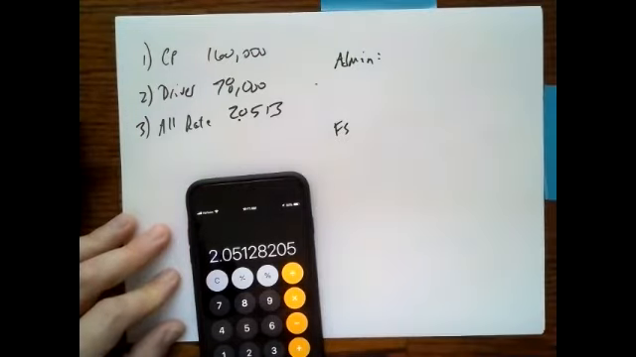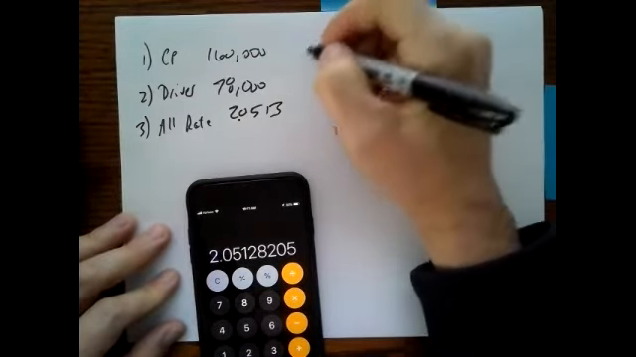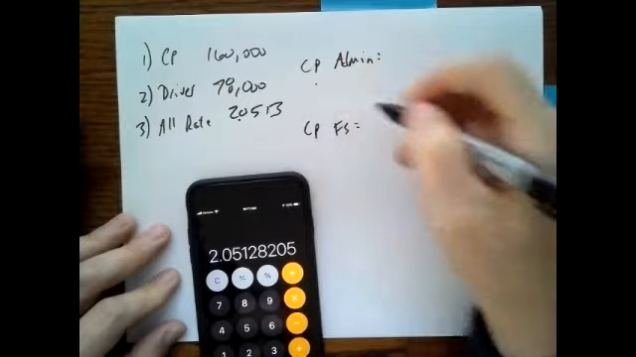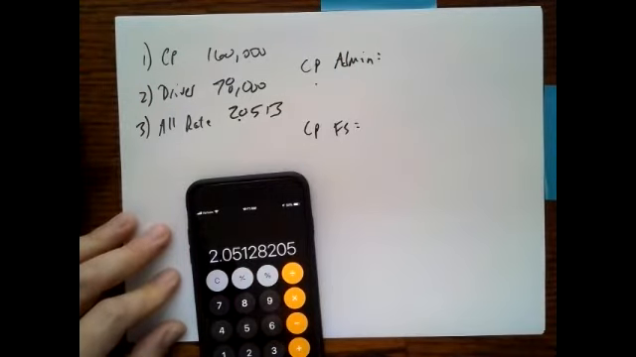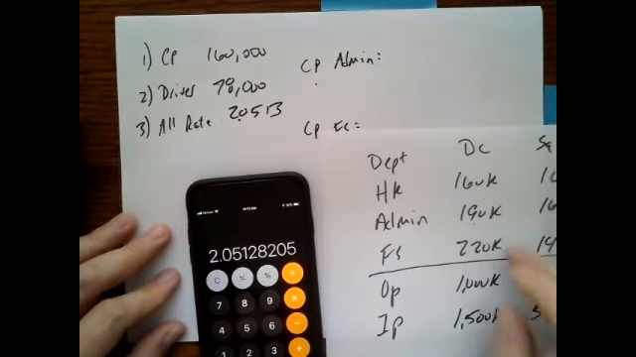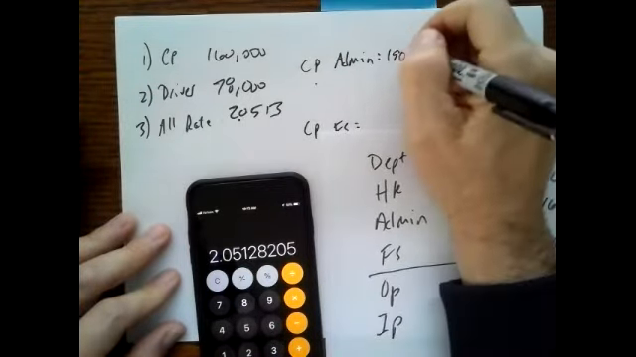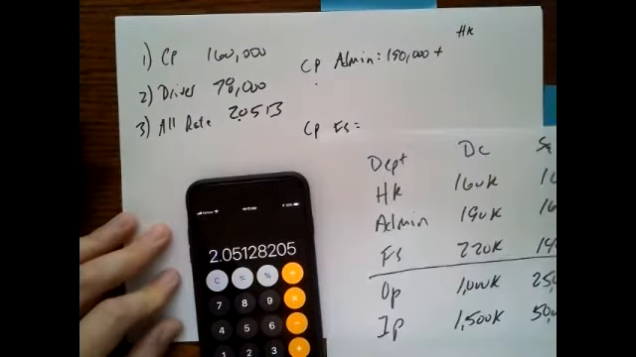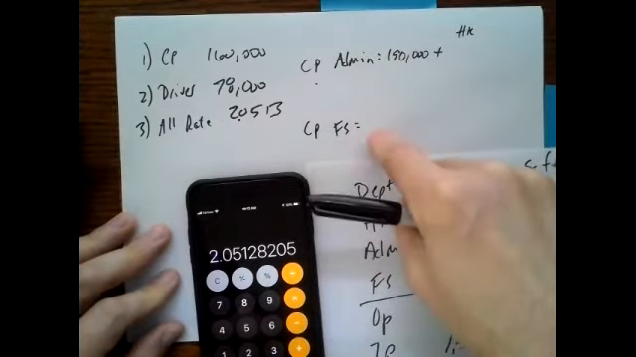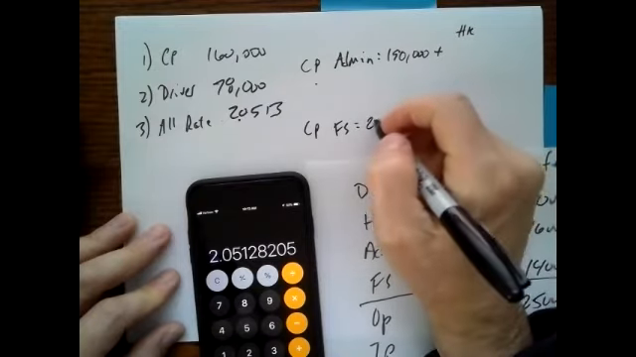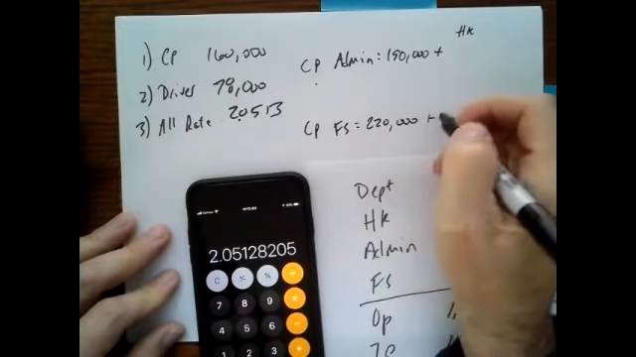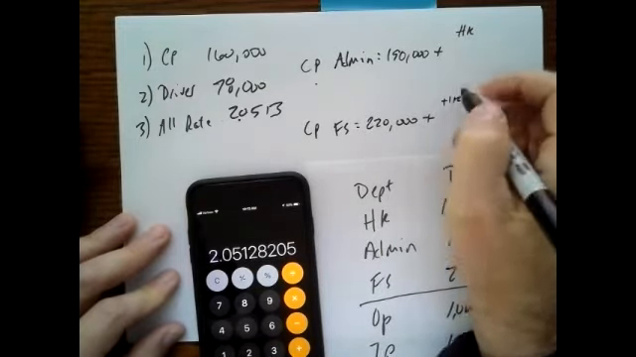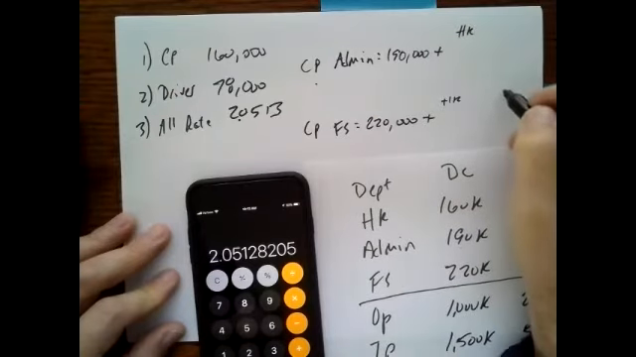And so we're going to start building the cost pool for admin and the cost pool for financial services. The cost pool for admin is going to be its direct cost of 190 plus housekeeping. The cost pool for financial services is going to be 220 plus housekeeping plus admin.